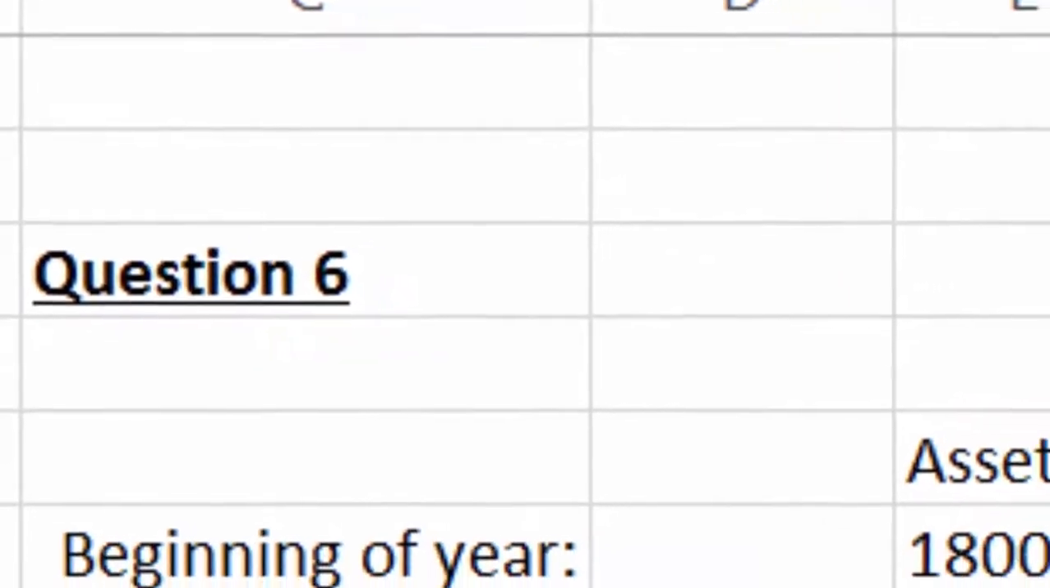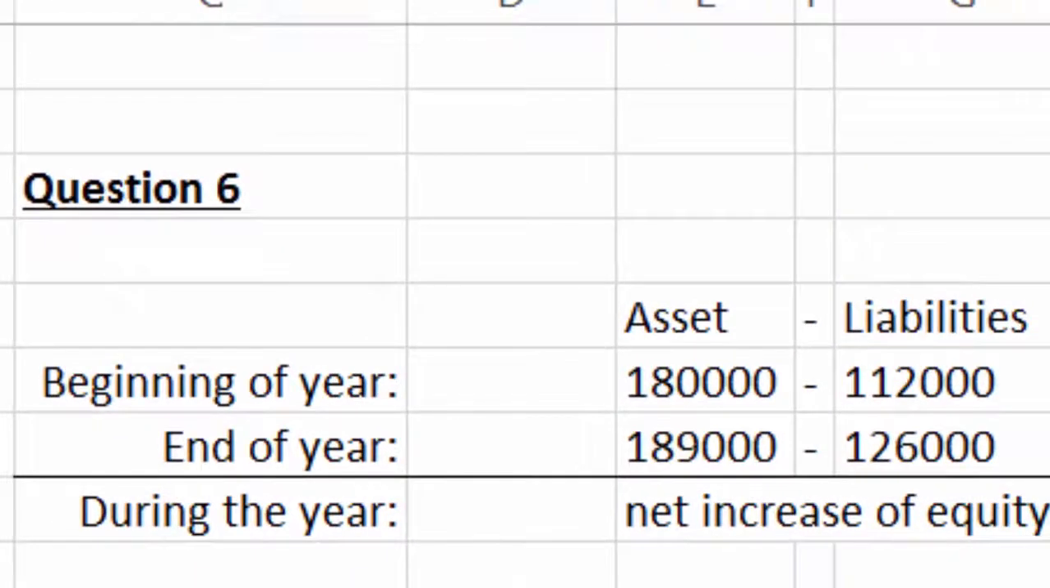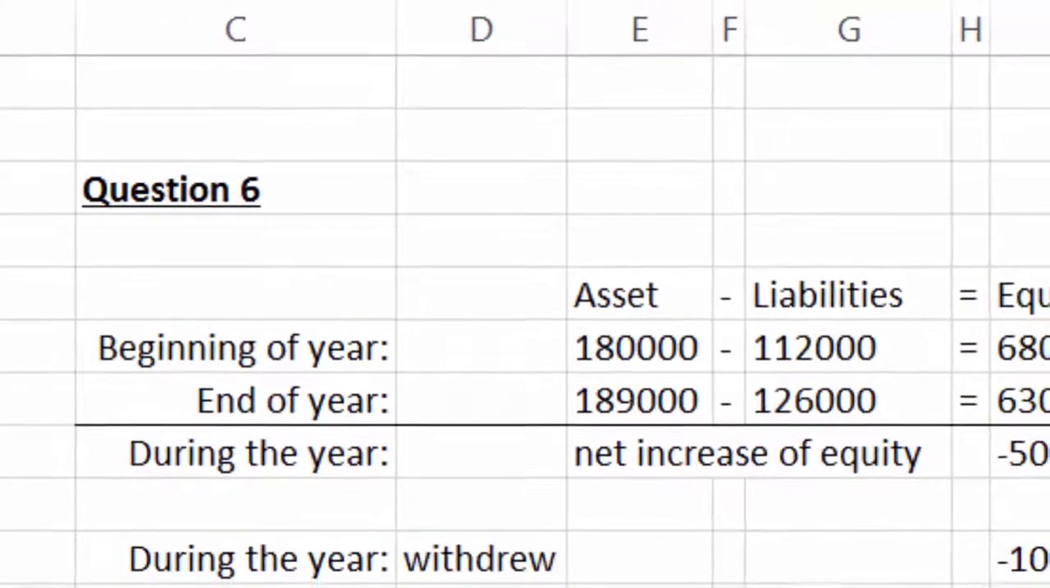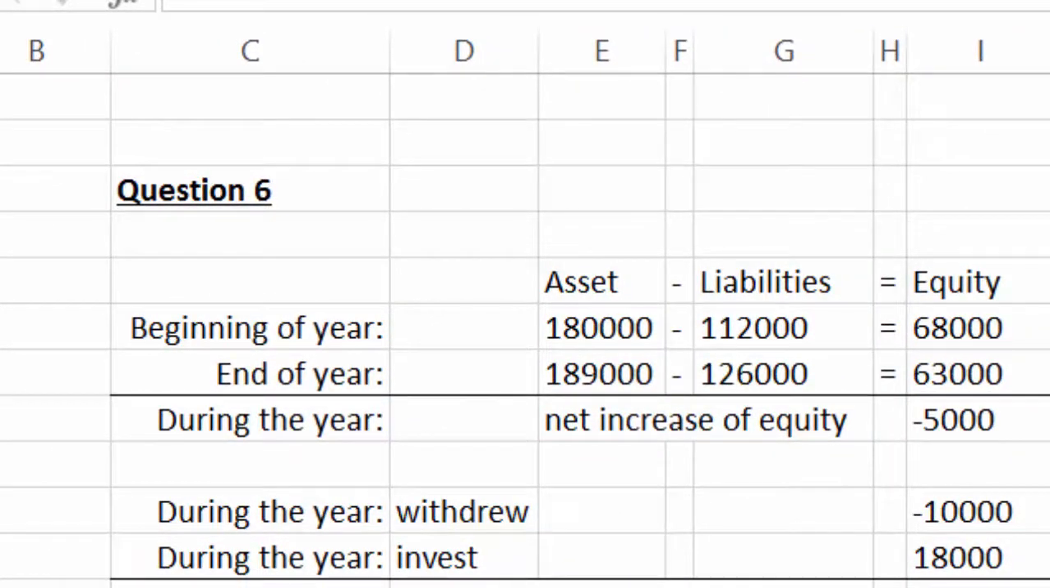Question 6 of individual assignment of Unit 1. In the question, you can see that at the year end, the total assets of a business were £189,000 and the total liabilities were £126,000. During the year, the owner withdrew £10,000 and introduced a further £18,000 in equity. The business began the year with total assets of £180,000 and total liabilities of £112,000.